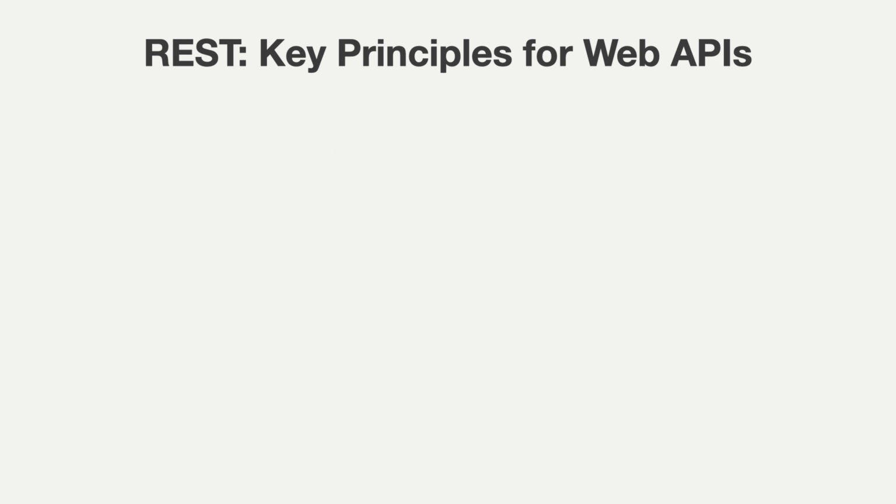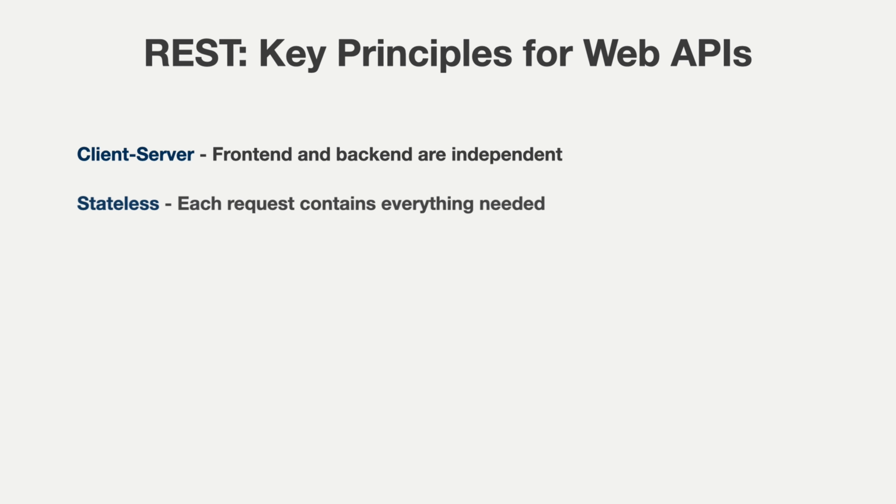Let's take a look at key principles of REST. Client-server separation. This simply means that front end is completely separate from the back end. They are independent pieces. Stateless. This means each request you send to the server has to include everything the server needs to understand and fulfill that request. The server doesn't need to remember anything about your previous requests. Why does it matter? Because it makes scaling really easy. If the server does not need to remember anything, any server in a cluster can handle any request.